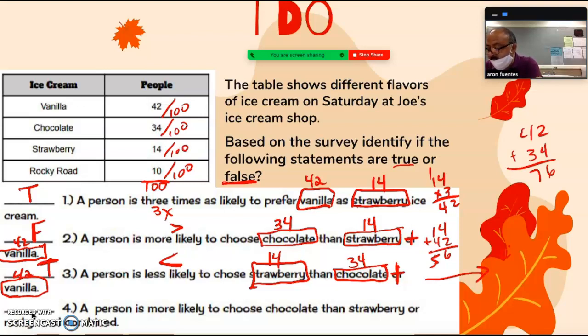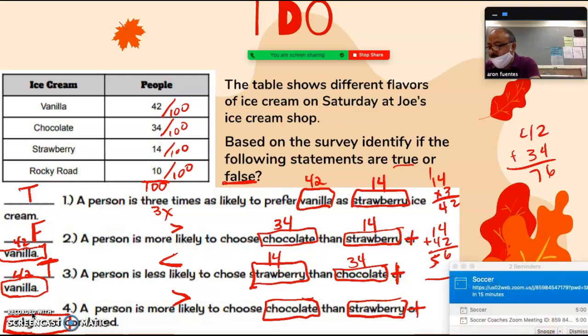And then the last one, a person is more likely to choose chocolate than strawberry or Rocky Road combined. Okay? So let's look at it. Chocolate is 34. Strawberry is 14. And Rocky Road is 10.